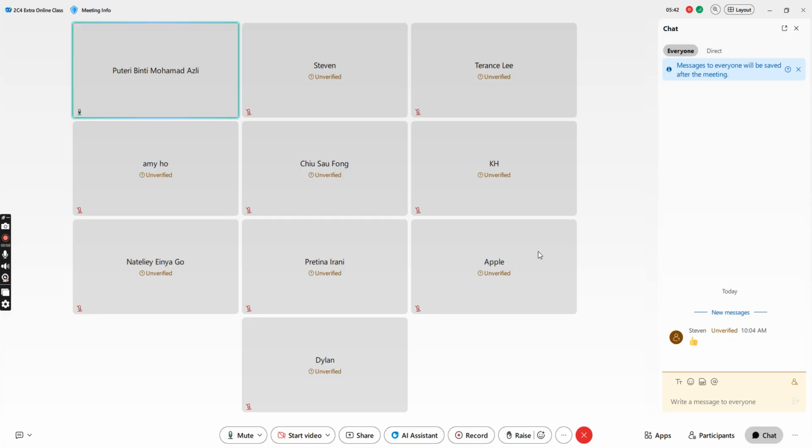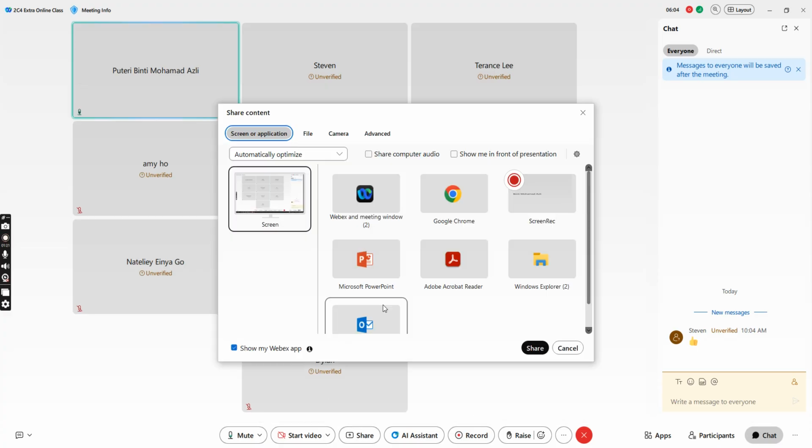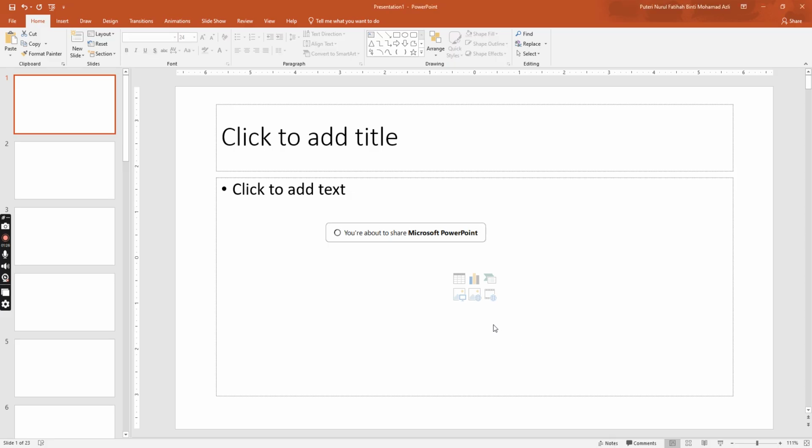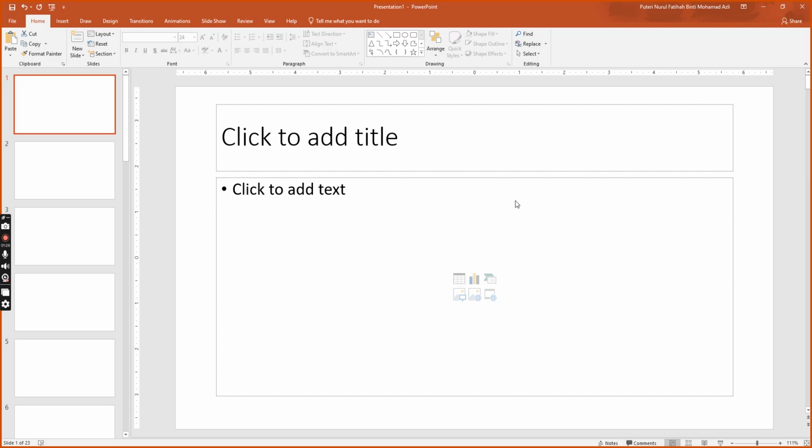I will try to finish around 12 if I can. If not, maybe we need to exceed a few minutes, maybe half an hour at the maximum. Okay, alright, so yeah, I'll share the screen first. Okay, can you see the shared screen? Alright.